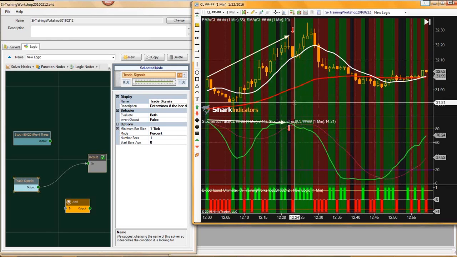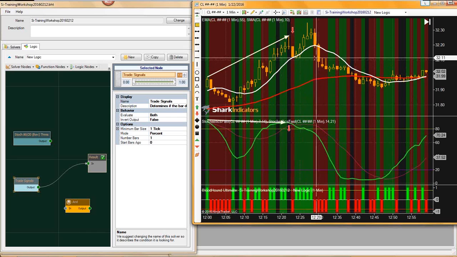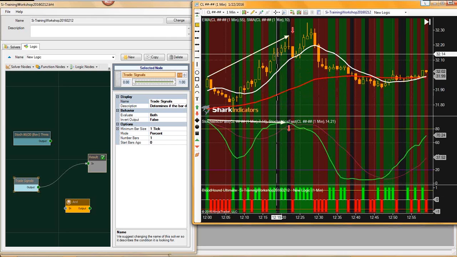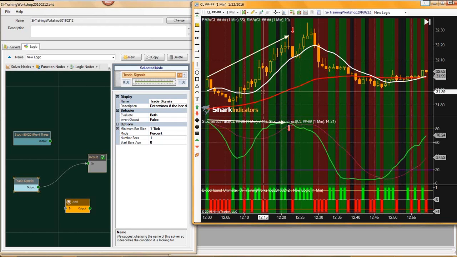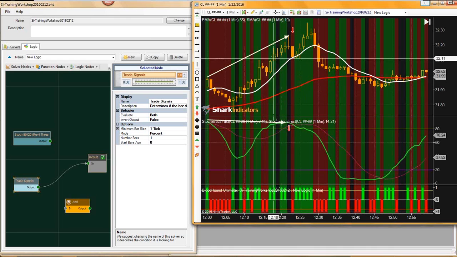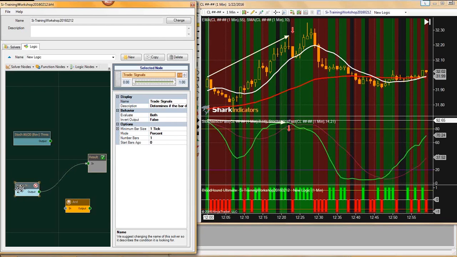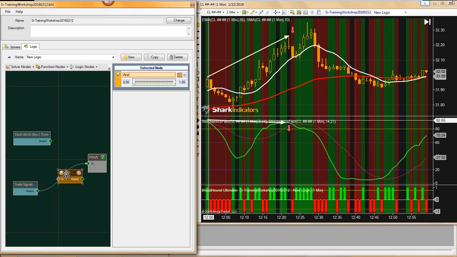You'll notice where there's no output, the black areas where there's no racing stripe, those are just dojis. Otherwise, if it's an up bar, we're getting a long signal. If it's a down bar, we're getting a short signal. So this just provides a lot of signals for us.